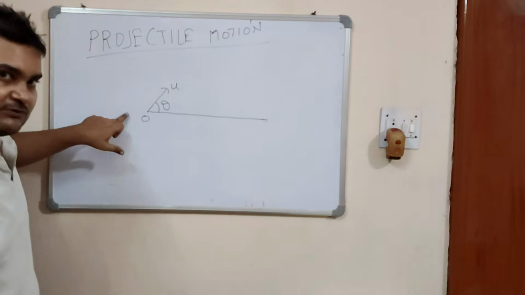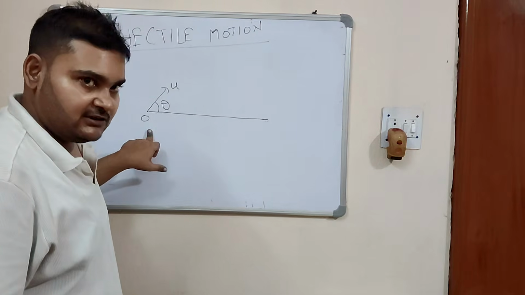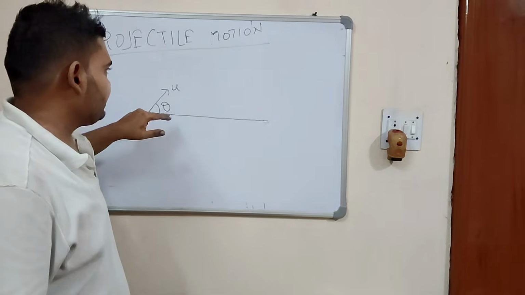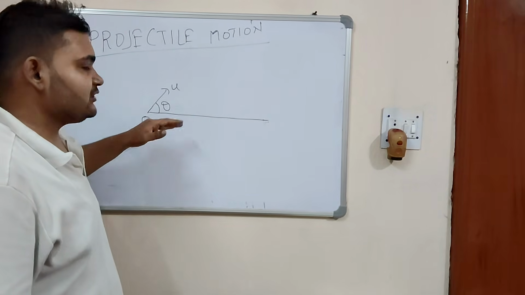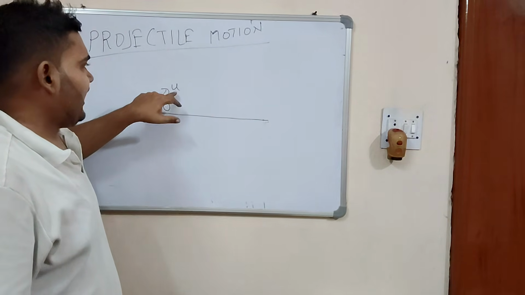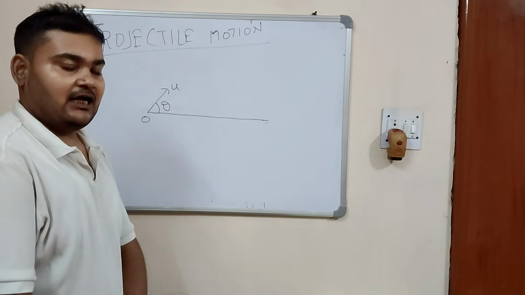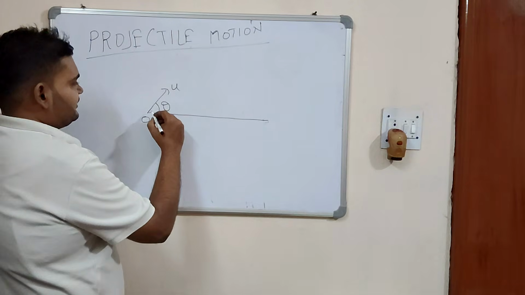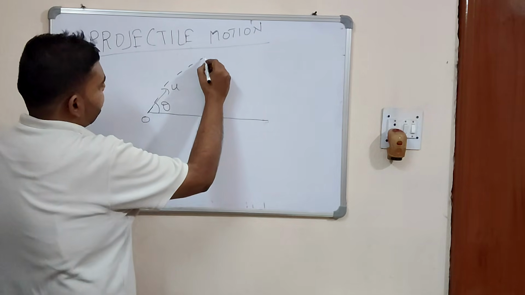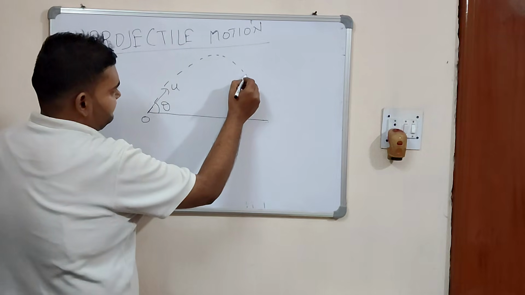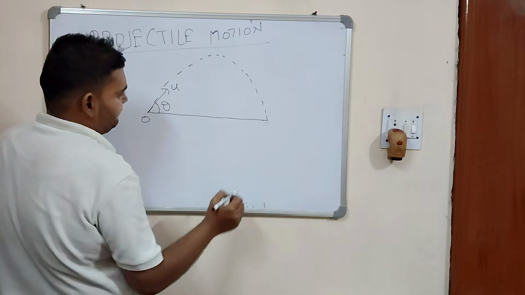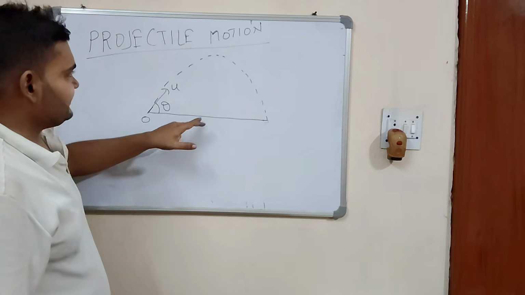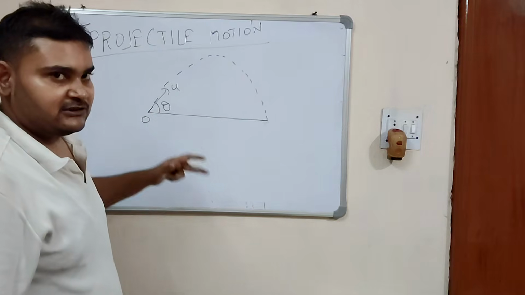This point O from where the object is being projected is called the point of projection. The angle that the initial velocity vector makes with the horizontal is known as the angle of projection, and the speed with which the object is projected is known as the speed of projection. So we can clearly see that the object will go something like this. It will attain some maximum height, will come downwards again, and will collide with the ground after some time. So here both the x and y coordinates are changing with time, so this is a two-dimensional motion.